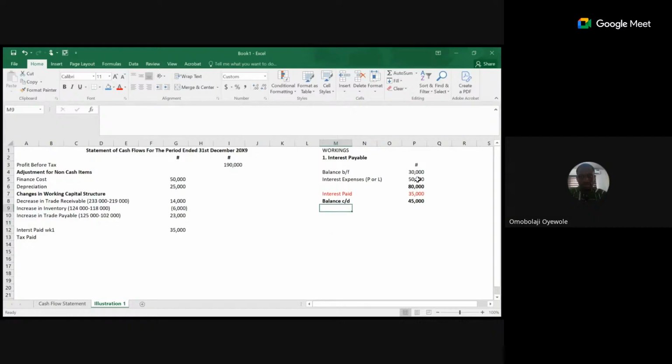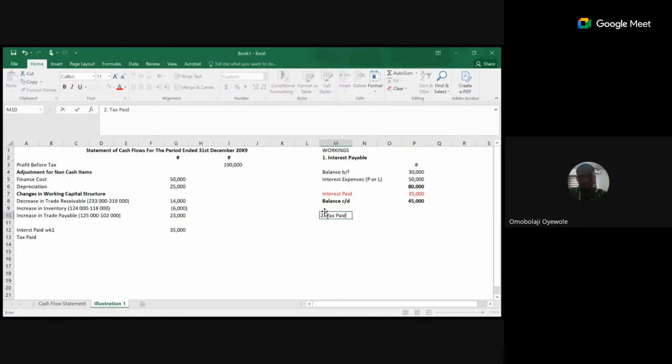So in my profit or loss, the total interest I am incurring for the period is 50,000 naira. But as at the beginning of the year, I'm owing 30,000 naira interest. And as at the end of the year, I'm owing 45,000 naira interest. So if I'm owing 30,000 at the beginning and 45,000 at the end, and what I recognize in my POL is 50,000, then how much exactly did I pay? I paid 35,000.